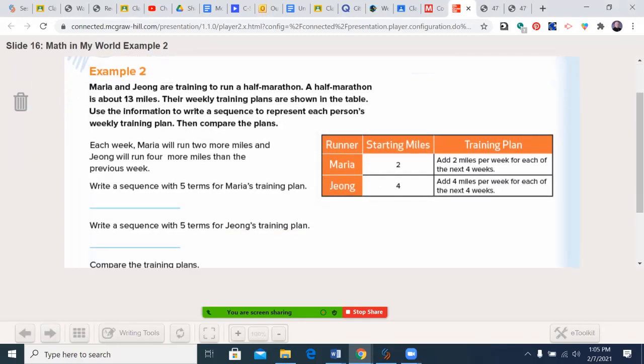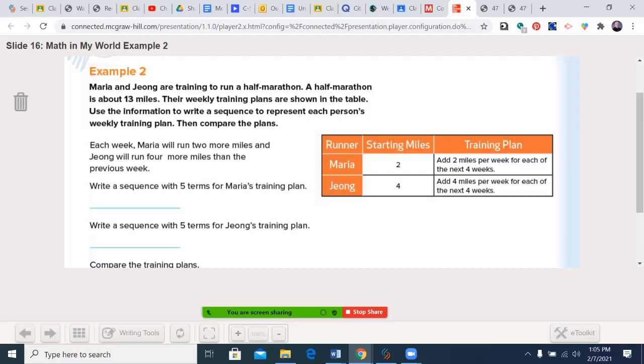So let's go to the top of 514, example B. Maria and Young are training to run a half marathon. A half marathon is about 13 miles. Their weekly training plans are shown in the table. Use the information to write a sequence to represent each person's weekly training plan.